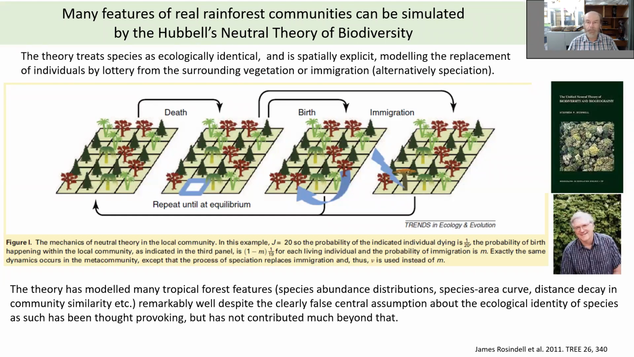This theory is interesting in that a very simple model, under reasonable parameters, can actually simulate a lot of structural features of forests. But at the same time, it doesn't go very far, because if you start with the assumption that all species behave the same, finally you find differences from that assumption, and that's not a big surprise.